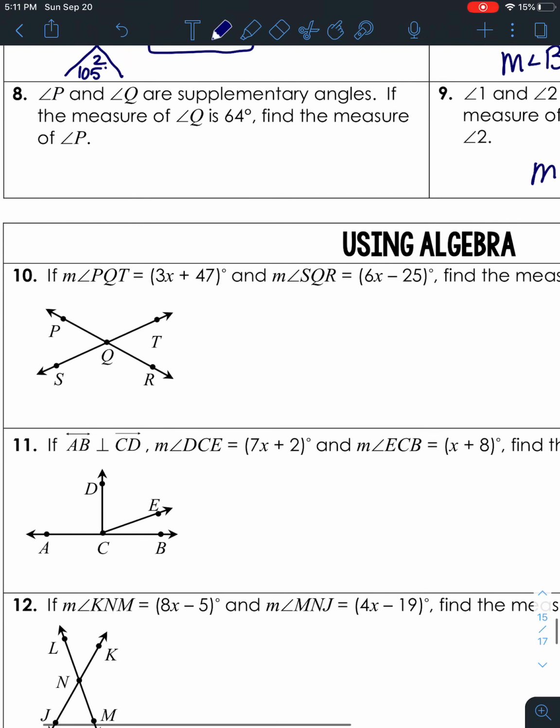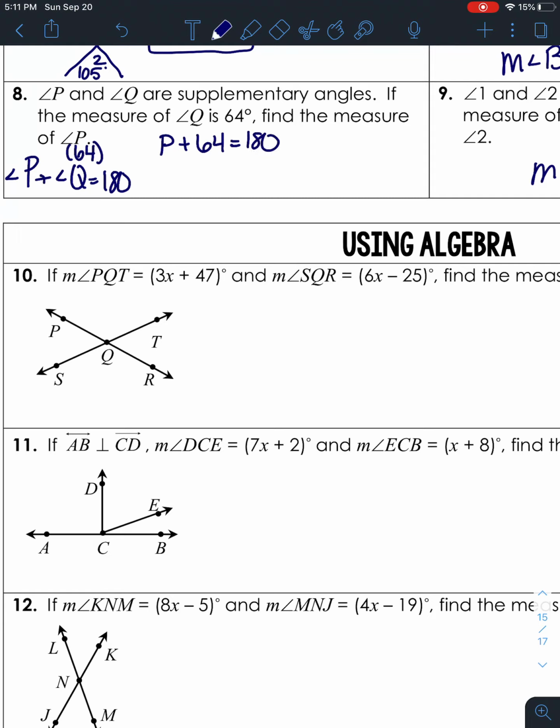8 is saying P and Q are supplementary. Now if we look back at our notes, supplementary means they add up to 180. So P plus Q should equal 180. Let's write that down. Okay, we know the measurement of angle Q is 64 degrees. So I could replace Q with 64 degrees and I can then solve for P. So I can get P plus 64 degrees should equal 180.